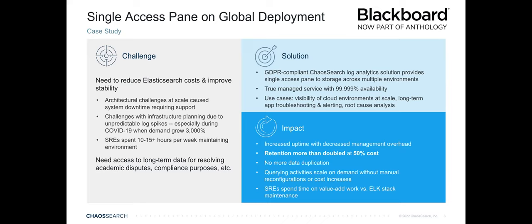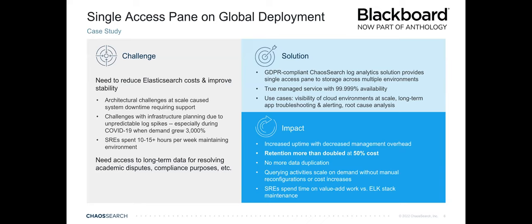They turned to Chaos Search because they knew our log solution was going to give them a single access pane of glass. Joel talks about that pretty often, giving them, you know, five nines of uptime. And now what can they do? They have complete visibility into their cloud environments at scale, and they can look for app troubleshooting and alerting root cause analyses with a long-term view. For some organizations, that could be 7 days. That's not long enough to really understand what a root cause may look like.